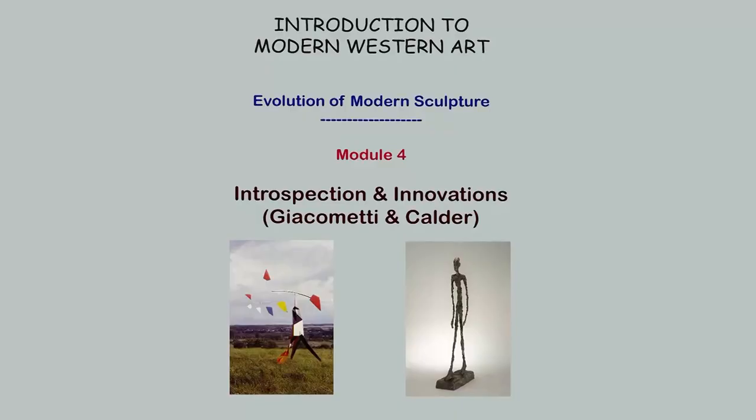Welcome, viewers, to MOOC's online course on Introduction to Modern Western Art. In this lecture today, we'll be looking at two distinctively different sculptors working more or less in the same time and contributing very meaningfully to the history of modern Western sculpture. These two sculptors are Giacometti and Alexander Calder.